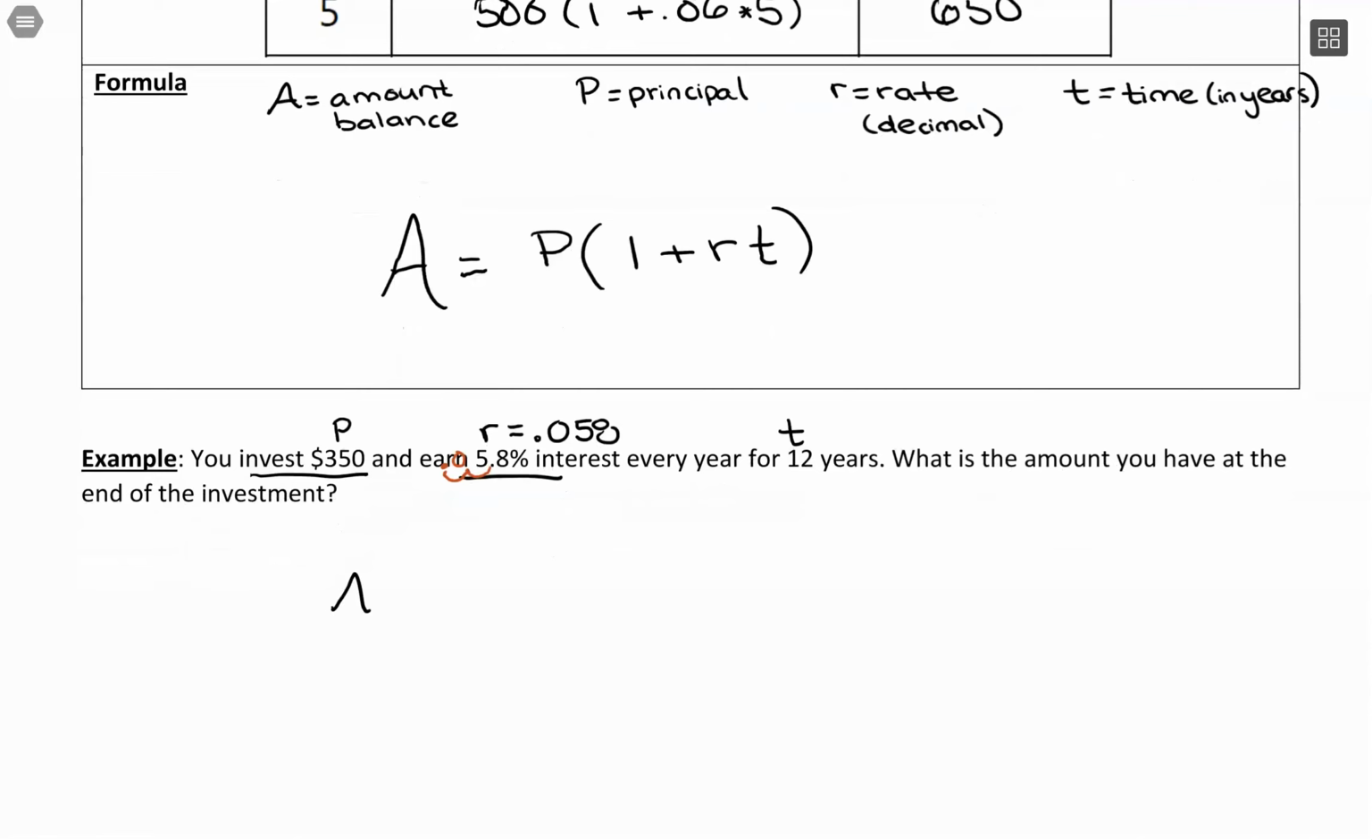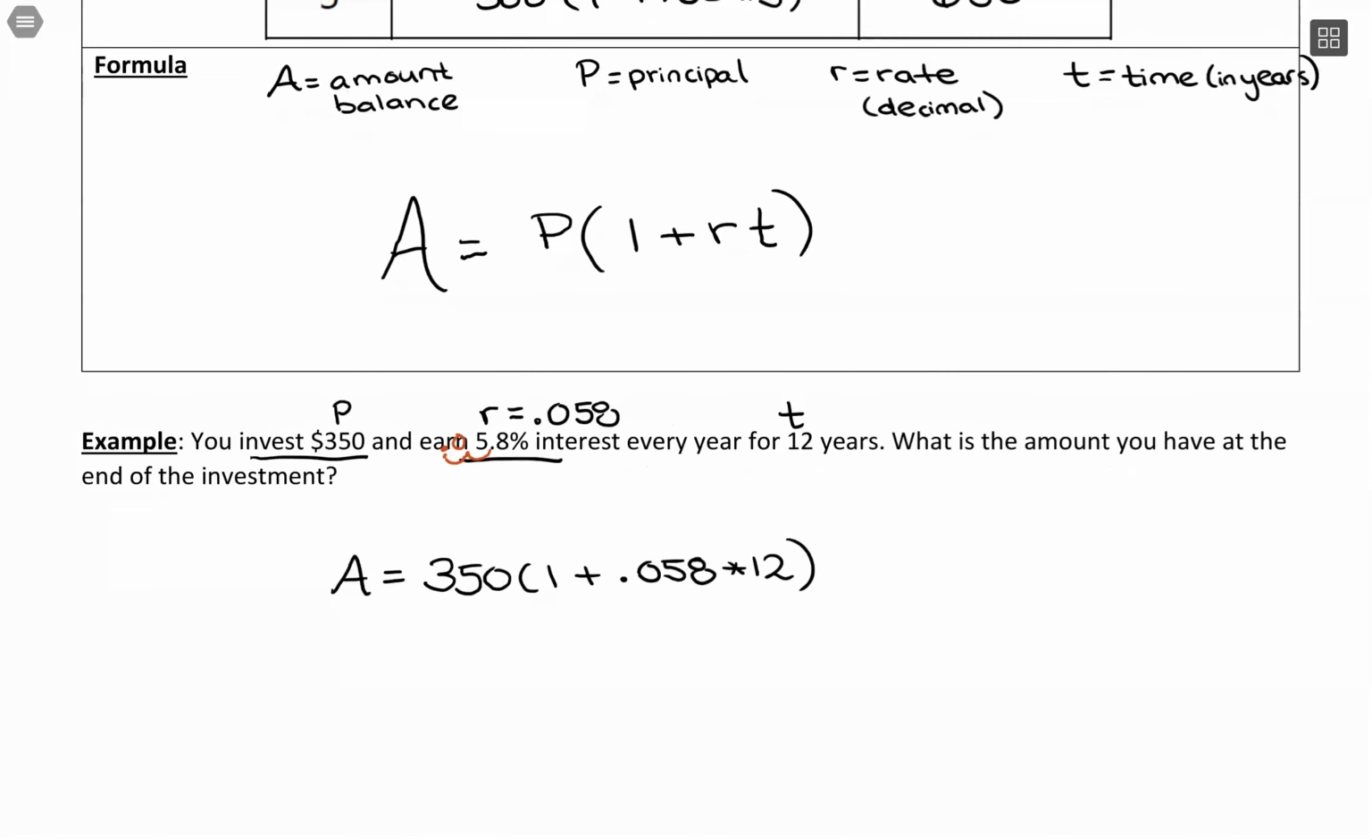So what I'm going to do is plug into the formula, so we'll have our principal times 1 plus the rate times the number of years, and we just plug that into a calculator and you should get 593.60. And with these problems you'll be getting dollar amounts out, so you can round to 2 decimal places and we'll have our units of money.